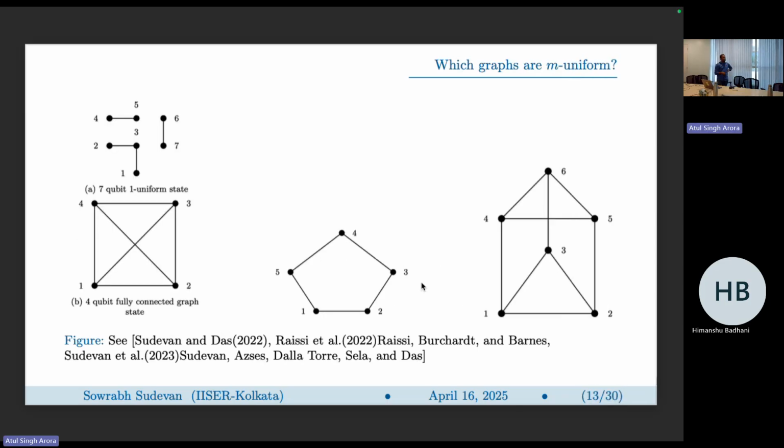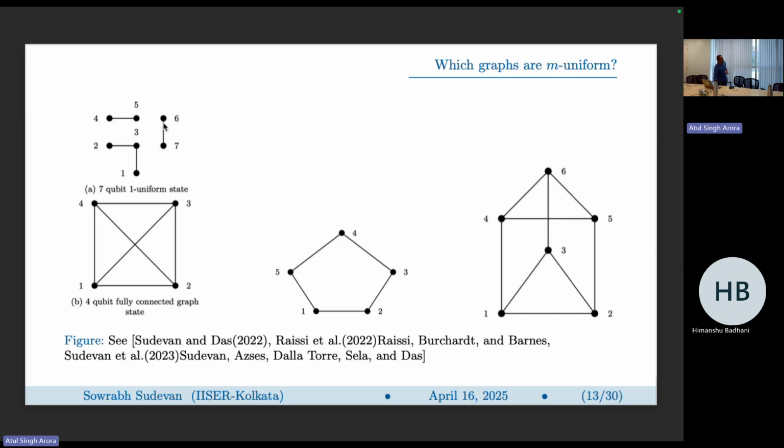So now the question, okay, so which graphs are m-uniform, right? This is something I worked on. To get a one-uniform state, the minimum thing you need is that every vertex is connected to at least one other vertex. There should be no isolated vertex. It's not a path, that's not important here. It's just that everything should be connected to at least one other vertex. You can have disconnected parts.